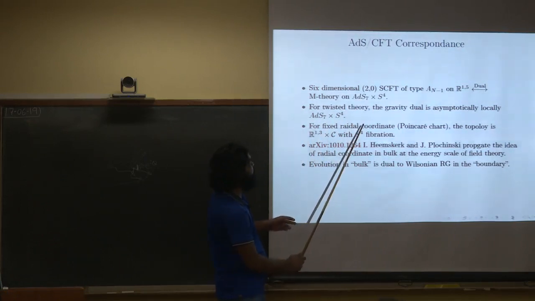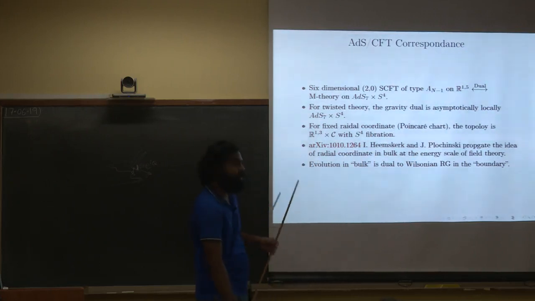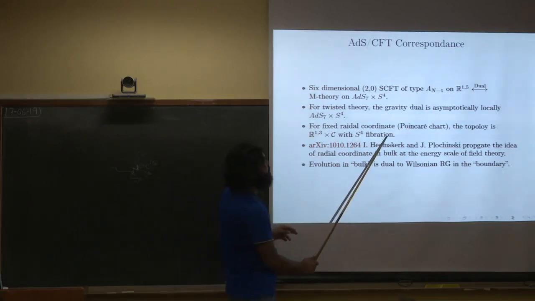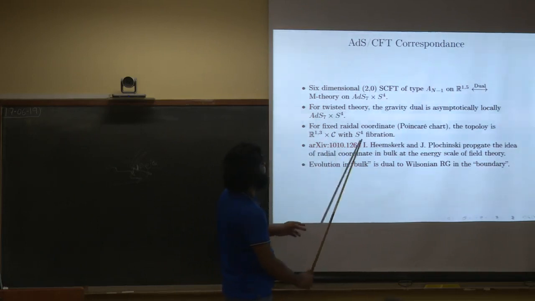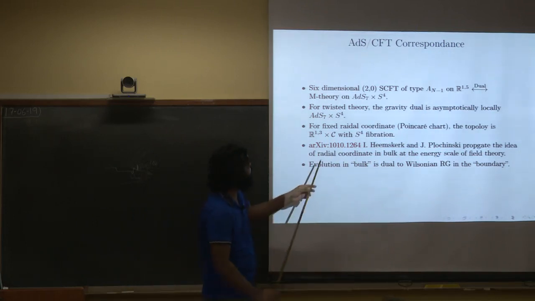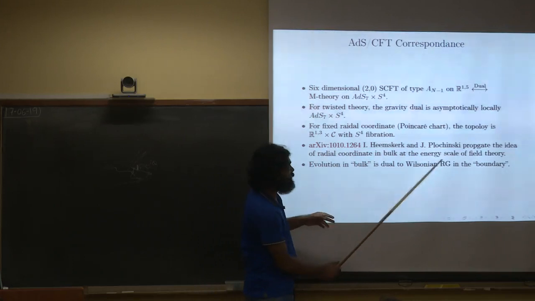So for the twisted version, the statement translates to the fact that asymptotically locally, the gravity background must be AdS7 times S4. And for a fixed radial coordinate, the topology must be R^{1,3} times a Riemann surface with S4 fibration. And again, this was the idea that I was discussing earlier, that Joe Polchinski.